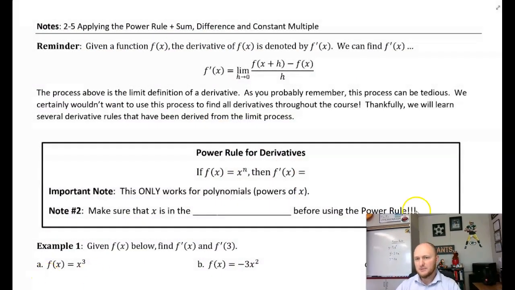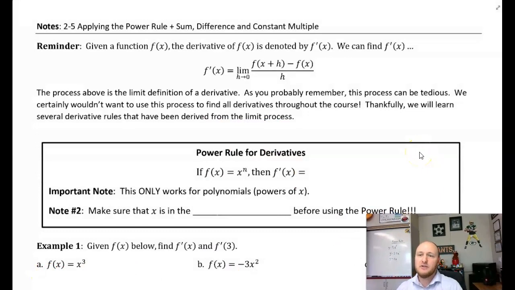This is 2-5 and we are going to make derivatives a whole lot simpler in this video. We're going to start out talking about the basic fundamental derivative rule in calculus, which is called the power rule. You're going to love this video. I'm going to show you why here in a moment.